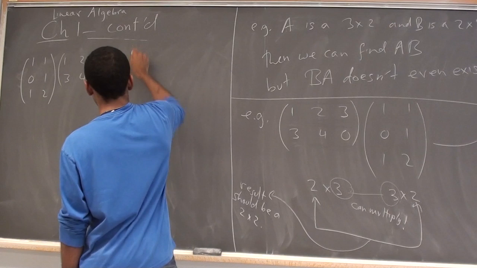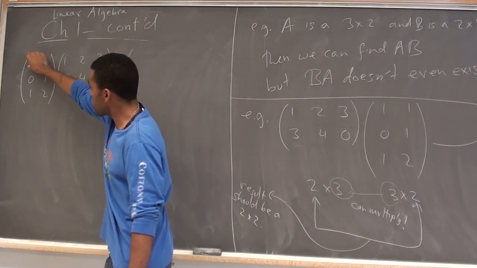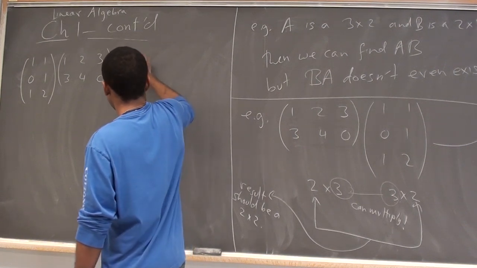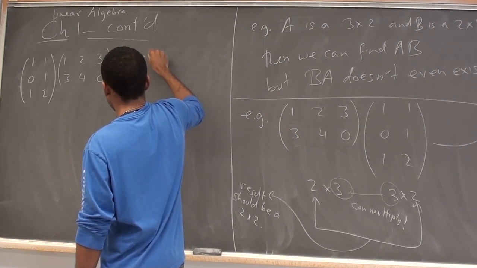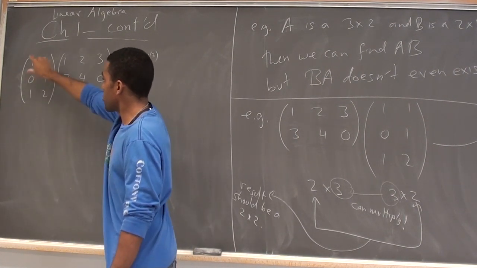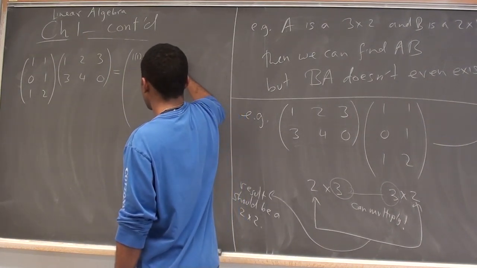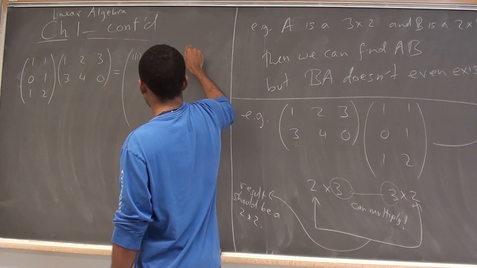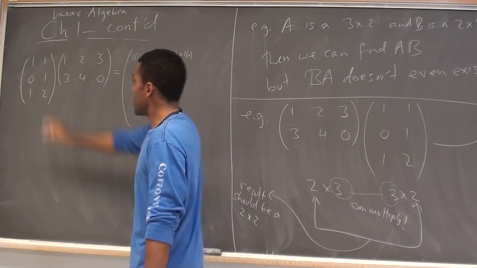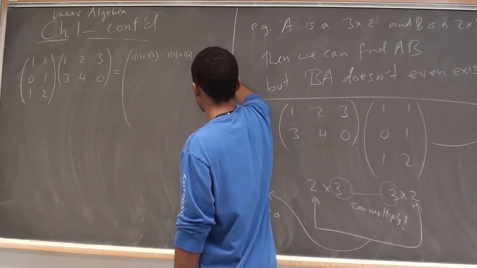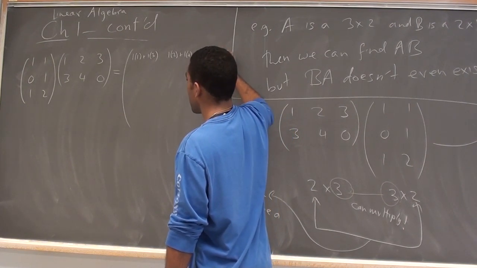So yeah, let's do this. You take the first row times the first column, that gives you the first number in the first row. 1 times 1 plus 1 times 3. Take the first row times the second column, that gives you the second number in the first row. 1 times 2 plus 1 times 4. Take the first row times the third column, that gives you the third number in the first row. 1 times 3 plus 1 times 0.